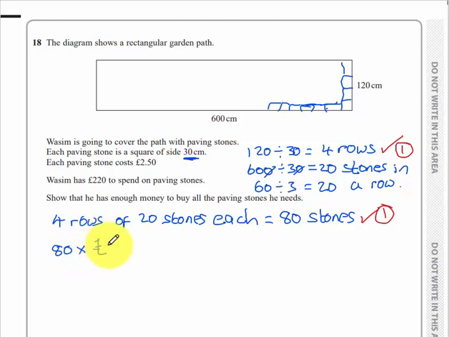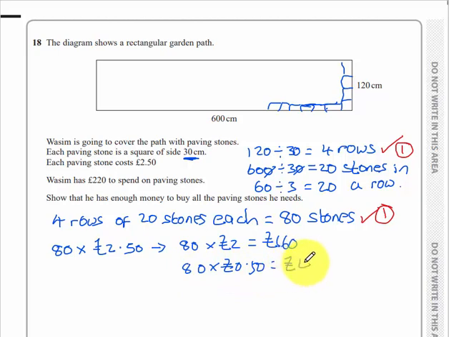times £2.50. Now I could use traditional long multiplication and work it out and I'd get the correct answer, or I could look at it and think, oh, I can do this a bit quicker, because this will be the same as 80 times £2, which is £160, and 80 times 50p, which is £40. Add those two together and 80 times 2.50 is £200.